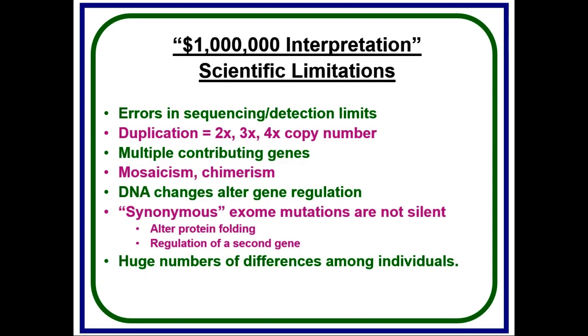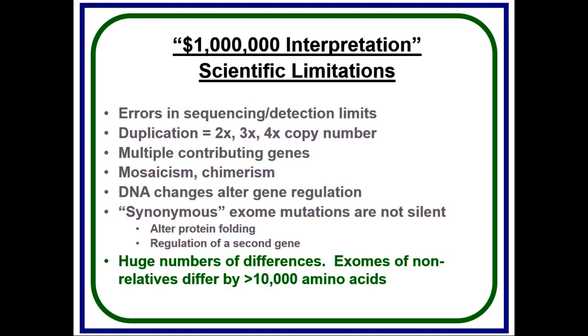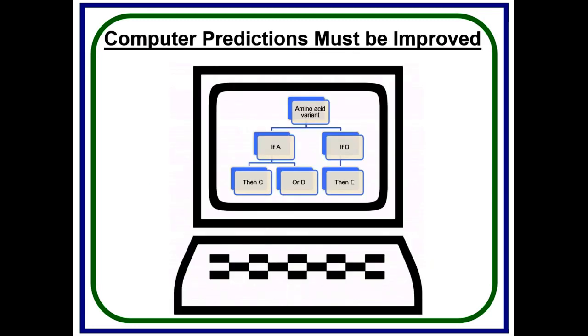This arises from a number of scientific limitations, and I've focused on the last one on the list, the fact that there are huge numbers of differences among individuals. In fact, the exomes of non-relatives can differ by more than 10,000 amino acids. Many of these will not have medical consequences, so it's a needle in a haystack problem to figure out which ones matter. What's more, these differences are too numerous to assess in the lab, so we have to have computational methods to identify them. And indeed, dozens of computational algorithms have been created in the past 20 years, but their success rates need to be greatly improved to be of use in the clinic.